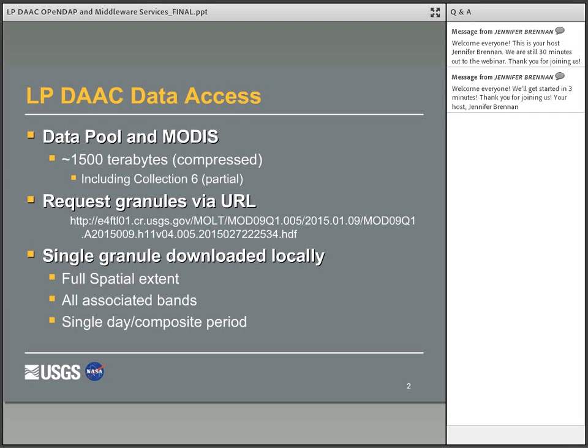This data is accessible via our data pool, where you can view browse images and download MODIS granules using unique URLs. What you get when you download from the data pool, as many of you probably know, is a granule at its full spatial extent with all associated bands for a single day or composite period. For an individual interested in analyzing data for a range of dates or for smaller than a granule, the process of downloading and processing these granules can be a little bit tedious.